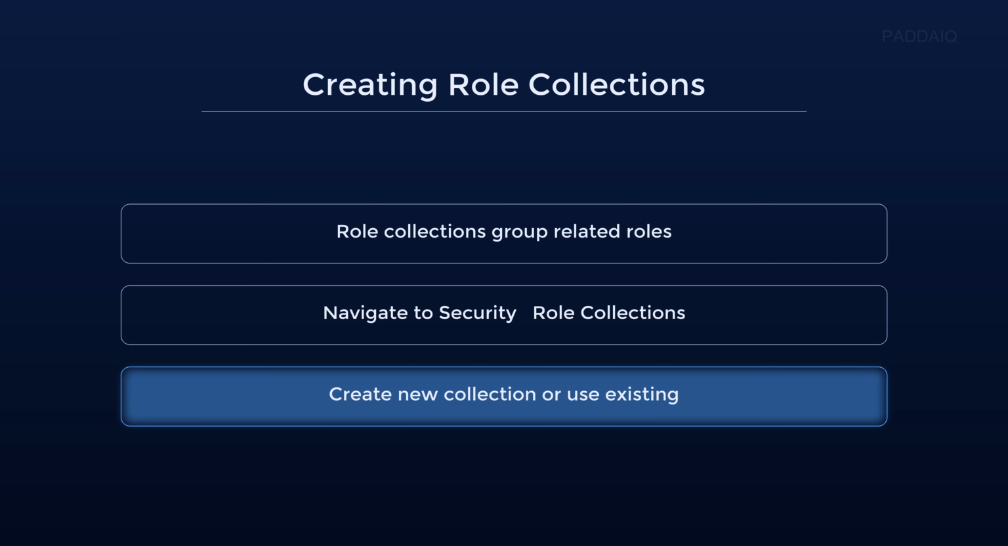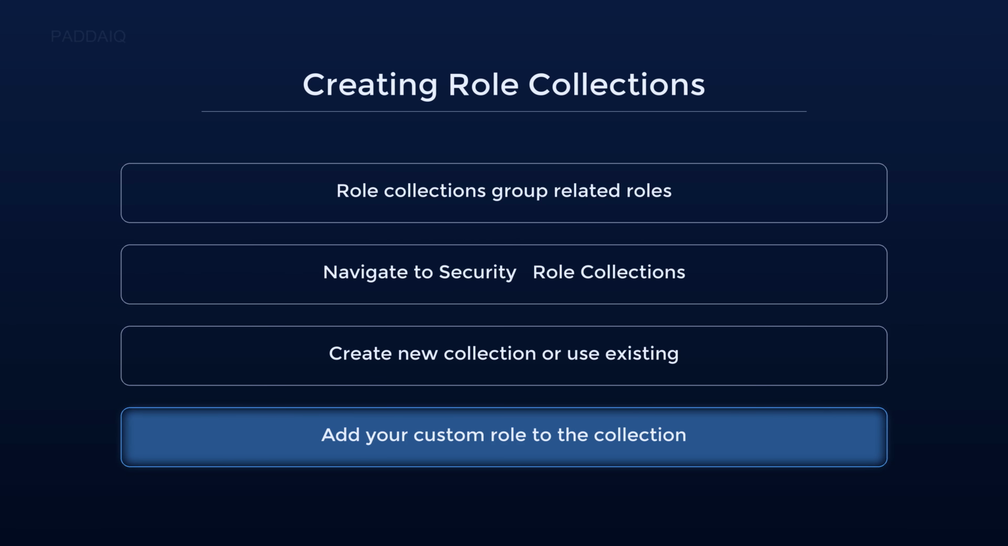Create new collection or use existing. This means you can either build a custom role collection from scratch or select a pre-built one that matches your needs. For instance, when setting up a development team, you might create a new collection for them or reuse the existing developer collection. Always evaluate which approach best fits your security and access requirements.